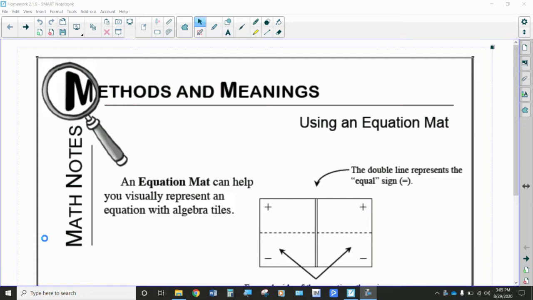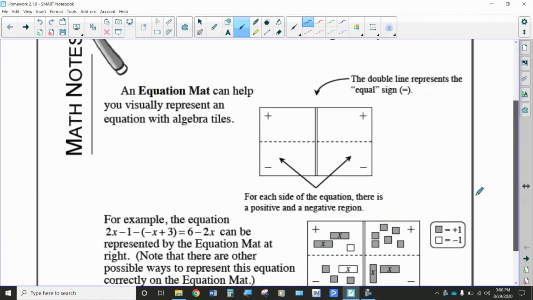All right, let's take a look at our M&Ms for 2.1.9. Using an equation map, first off, the idea of the equation map is just to model an equation where you've got your expression on the left, a series of tiles, or we could say terms, being added together or subtracted, and on the right side of the equation, you've got a series of terms being added or subtracted. Here is an example where you have 2x minus 1 minus the sum of negative x plus 3, that could be modeled on the left-hand side.